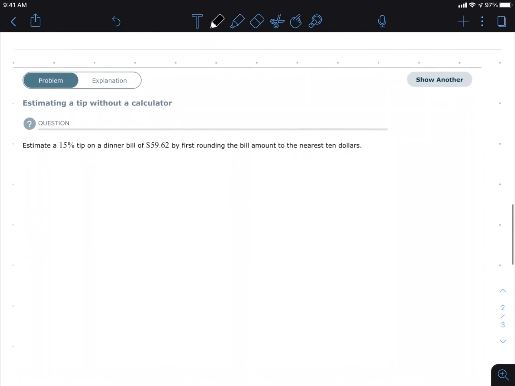Okay. Now here, when we want to estimate a tip for a dinner that's $59.62, by first rounding the bill amount to the nearest $10, here's how we do this. So if we're going to round this is the amount that our bill is, right? So if we're going to round this to the nearest $10 amount, what's that going to become? $60. It's going to become $60, okay?